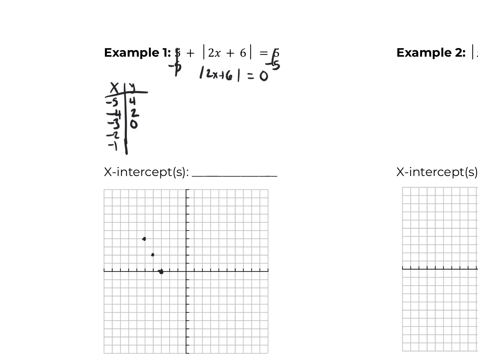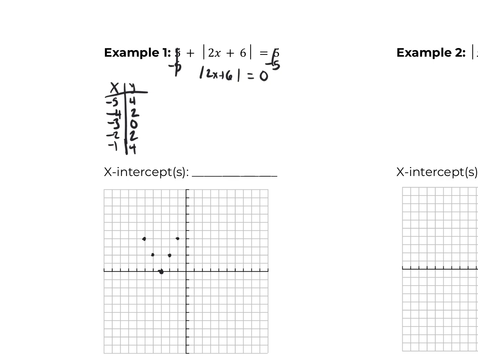Then we'll run negative 2. 2 times negative 2 is negative 4. Negative 4 plus 6 is 2. The absolute value of 2 is 2. And then negative 1. 2 times negative 1 is negative 2. Negative 2 plus 6 is 4. Absolute value of 4 is 4.